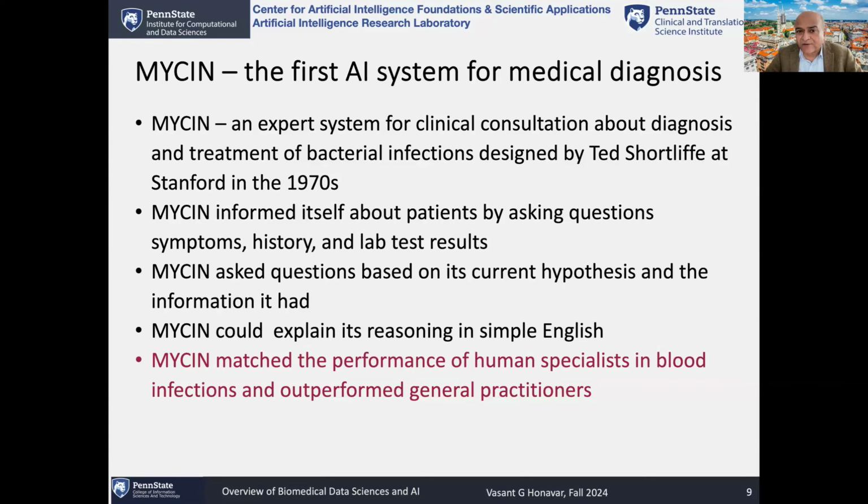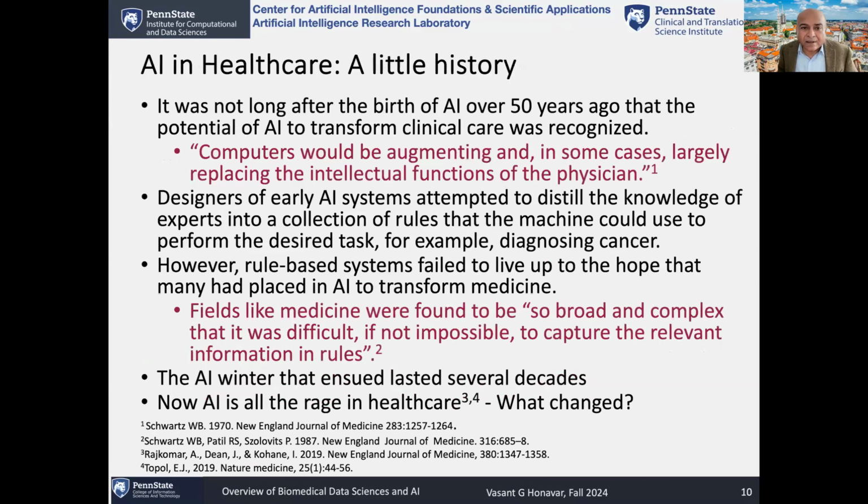Now, you might say, if it was that good, why did it not get broader deployment? Why did that not happen? There were several reasons, one of which is that building systems like that, because it involved working with human physicians and extracting what they knew, was an extremely tedious and time-consuming process. And second, the world was not quite ready for AI systems being deployed in the clinical setting.